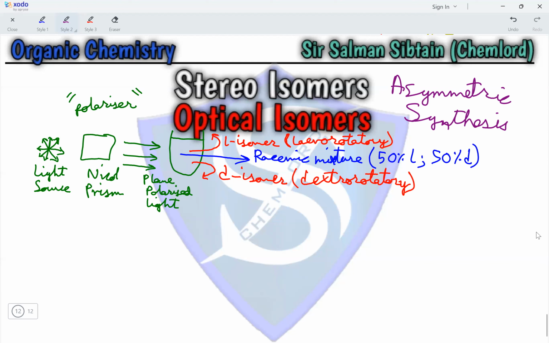Next, what we need to do is we need to identify chiral centers in skeletal formulae of a compound. So, in order to do that, let's take the example of a compound in which we've got 5 carbon atoms present.